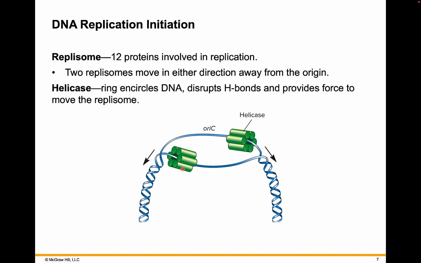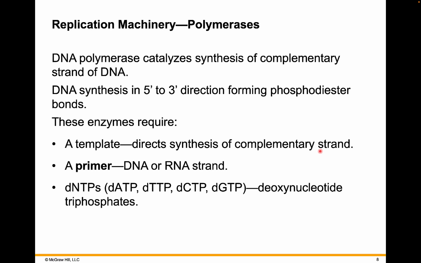And the helicase, you can see the rings encircle the DNA. The helicase is responsible for disrupting the hydrogen bonds in between the base pairs, what we call the AT-rich region, and it will break also the GC region and provides the force to move the replisome, which is just behind this. After that, in the replication machinery, mainly there are polymerases. These polymerases catalyze the synthesis of complementary strands of the DNA.